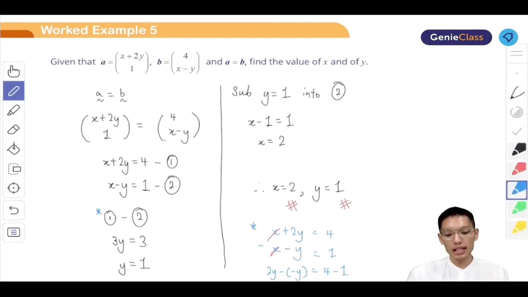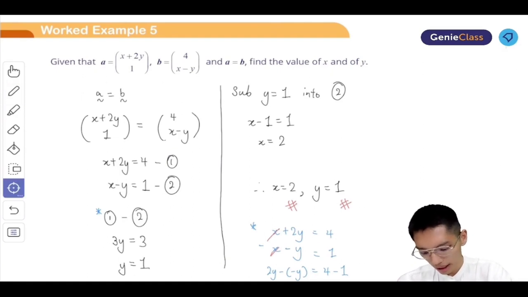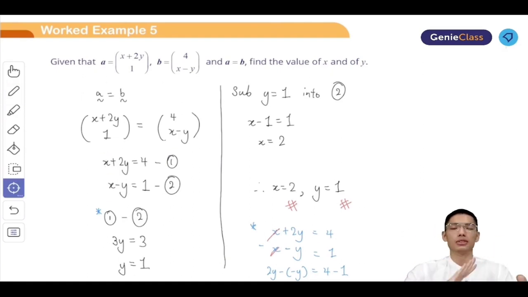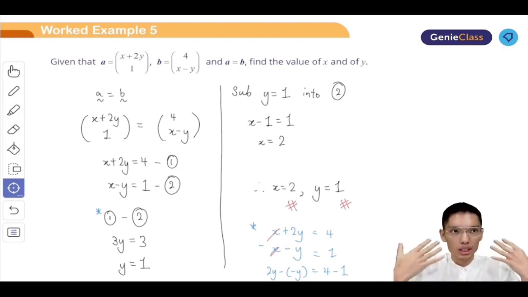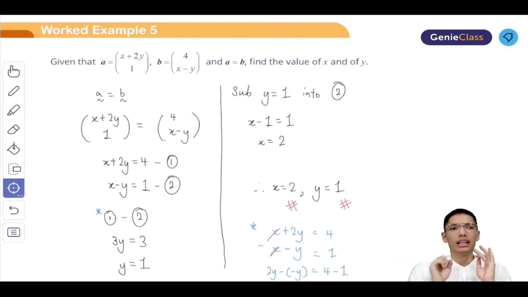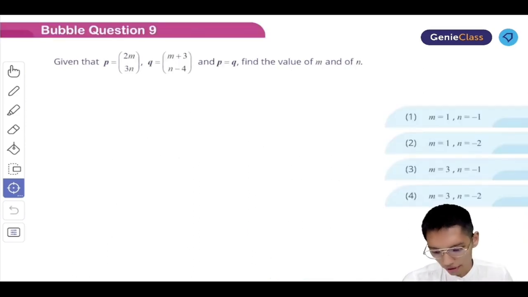Again, to recap the methods: for elimination, the coefficients are the same, either in x or y, then subtract. Or if you realize they are not factors of each other, we substitute. Okay, it comes with practice, and that's where I have bubble question number 9. Again, P equals Q. How do I solve it? Launching the bubble launcher, again in 3, 2, 1. Let's go.